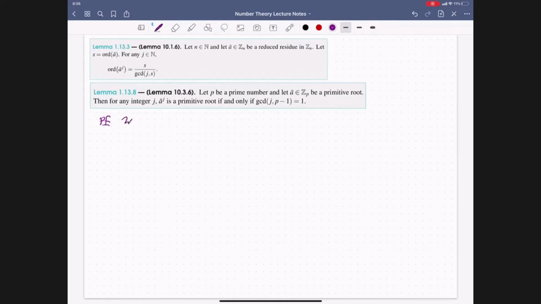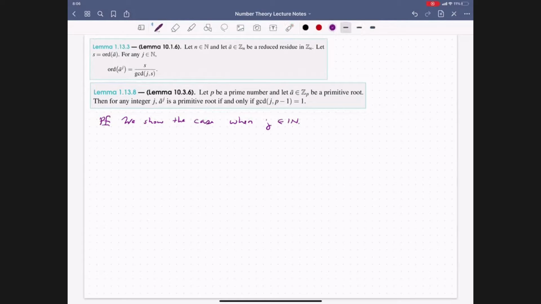So we show the case when j is a natural number. Well, in this case, we can use the lemma that we had for homework, lemma 10.1.6, which tells us that if we have a congruence class a bar in the integers modulo n, which is a reduced residue, and the order of a bar is given by s, then the order of a bar to the j is s over the GCD of j and s.